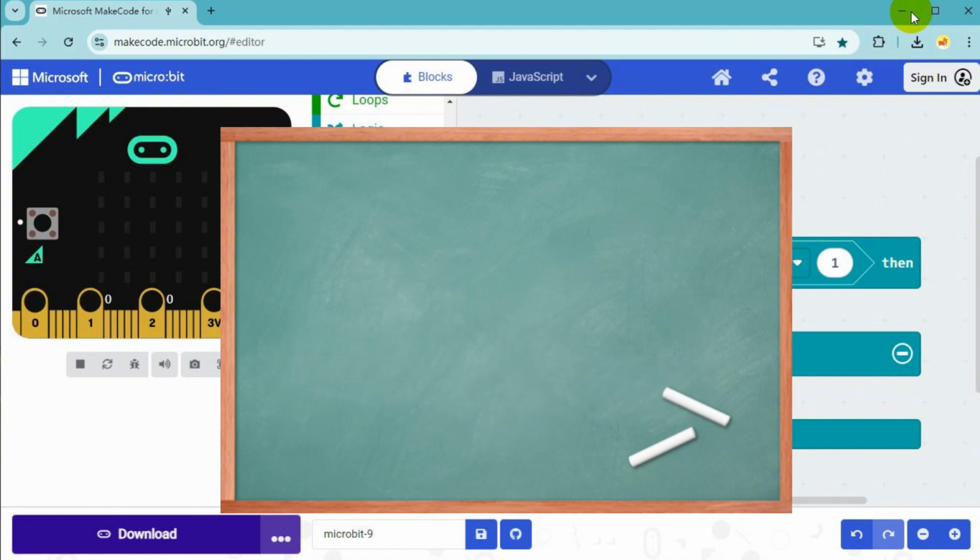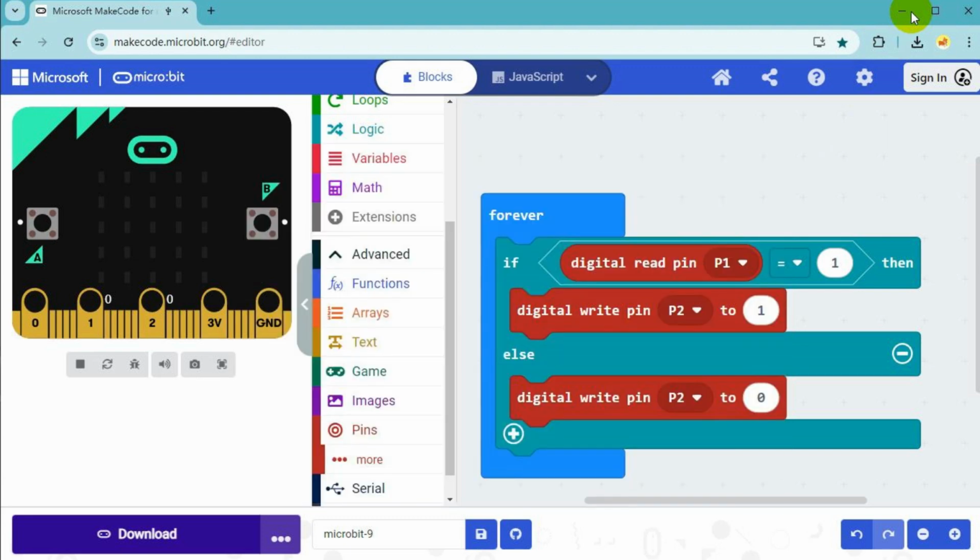Now you have learned how to make a logic gate game with Microbit. Play it with your friends. We can expand on this project too. That's all for today's lesson.